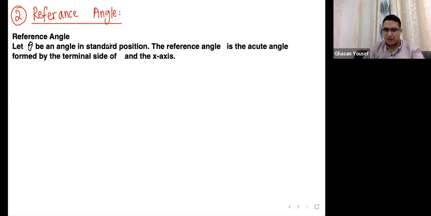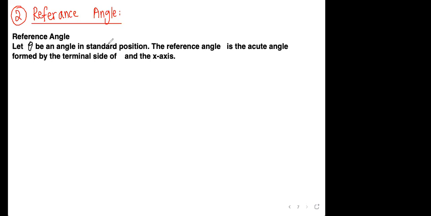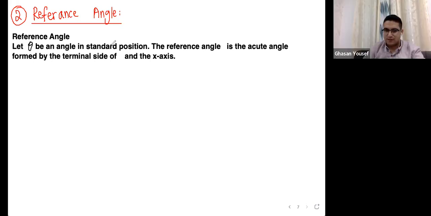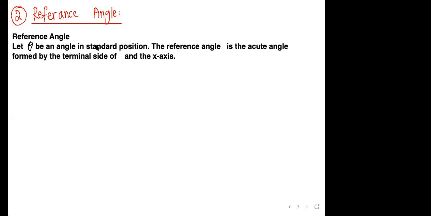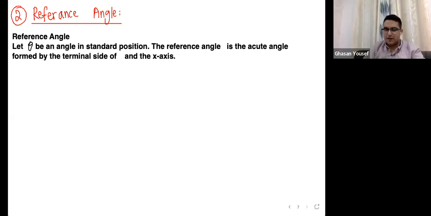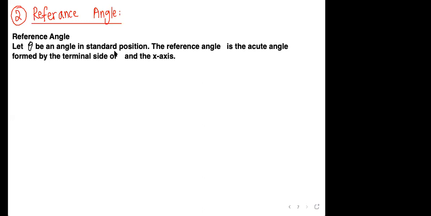Standard position, what is the meaning of standard position? Anyone can remind me what is the meaning of standard position? The initial side, where is it? Where is my vertex? X-axis. Or it's in the positive? Positive. Exactly, positive x-axis. And where is the vertex? At the origin, exactly.